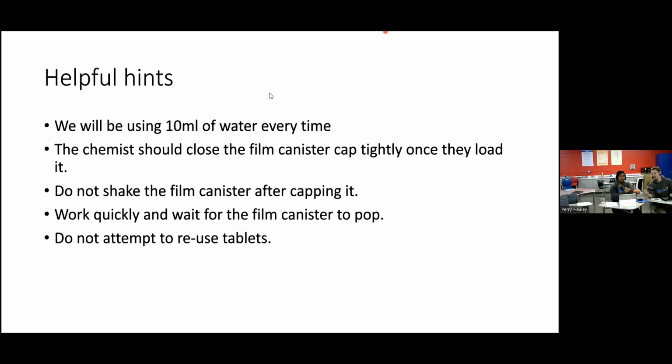Finally, over the times that Kiana and I have done this, we've realized that some students need some hints. This could be also considered a scaffold. It's just, we're giving students information so that they can be successful every single time. And on the screen, you'll see some of the hints that we give students. So for example, we're going to use 10 milliliters of water every time. They've now seen that 3 times, so it should be very clear how much water they are using. The chemist should close the film canister tightly.